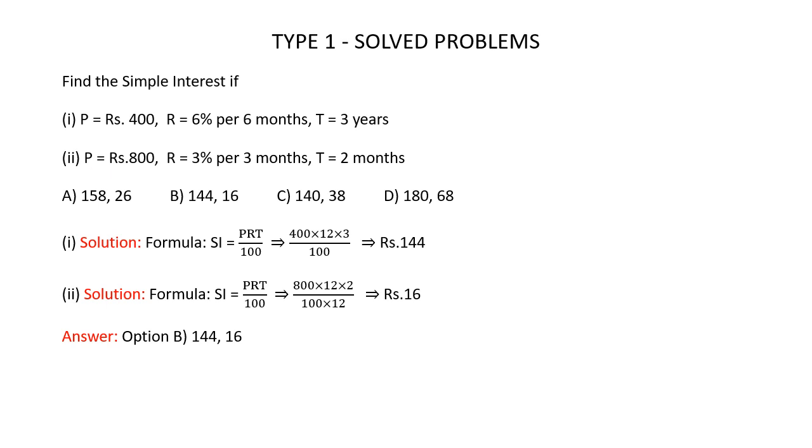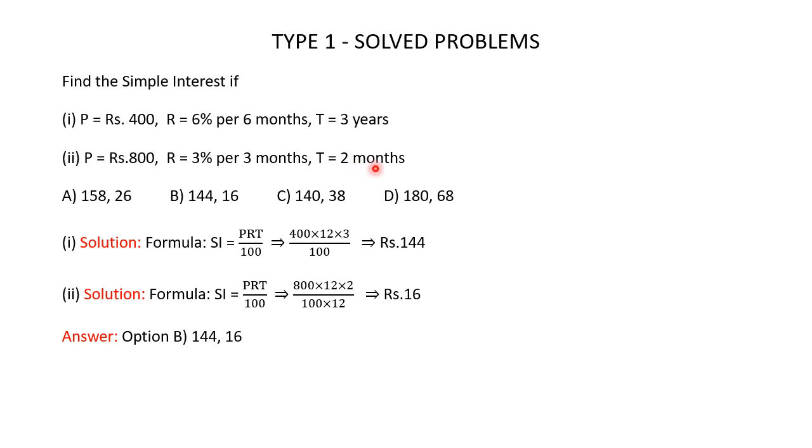Find the simple interest if principal is rupees 800, rate of interest is 3% per 3 months and time is 2 months. Now observe here that the rate of interest is given for 3 months. Now rate of interest always has to be for a year. Now if the rate of interest for 3 months is 3%, then the rate of interest for 12 months would be 12%. Also observe that time is given in months here.